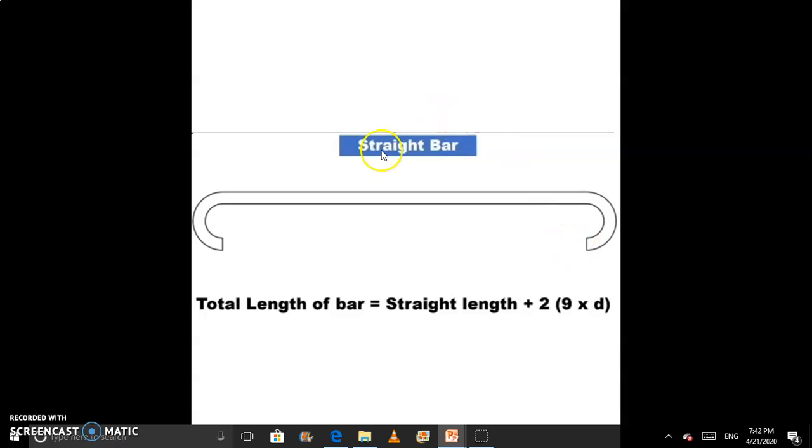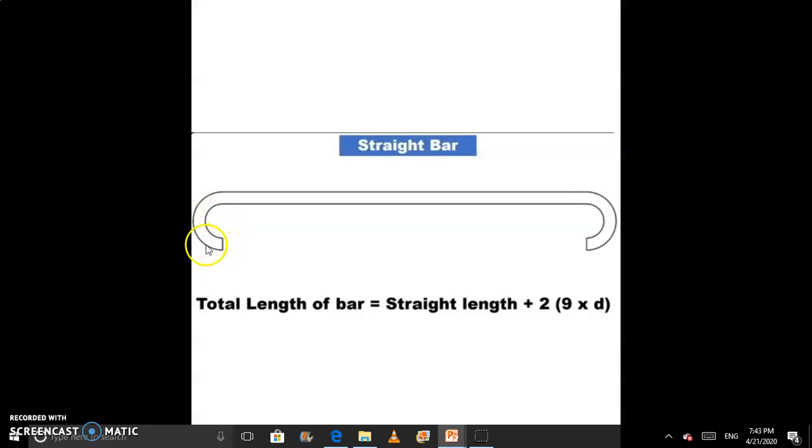For that, first we take the straight bar which is used as a main bar or as a distribution bar. In our straight bar we have given two hooks on both sides. So we have to calculate this straight length, and for that we have one formula. Total length of the bar is equal to straight length plus 2 into 9 into d. Here straight length is from this point to this point. We have to calculate the hook part also for calculating the final length of the bar.